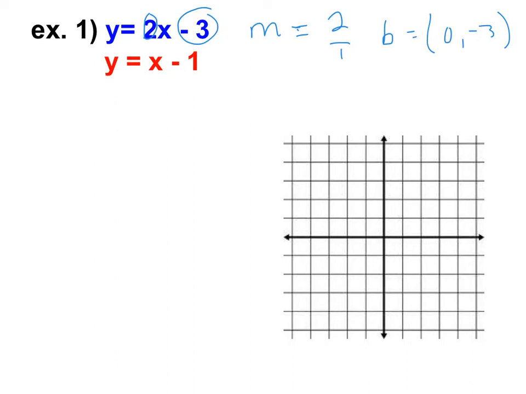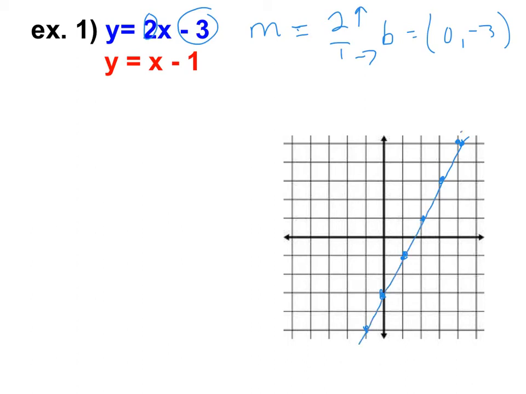So we will start at 0, -3 and put a point. And then our slope tells us to go up 2 and 1 to the right. So we'll go up 2, 1 to the right. Do it again. Up 2, 1 to the right. And what I want you to do when you do this is fill the grid that I'm giving you with as many points as you can get on there. So I'm going to go in the other direction. I'm going to go down 2 and 1 to the left. So now I've filled this up with as many points as I can.